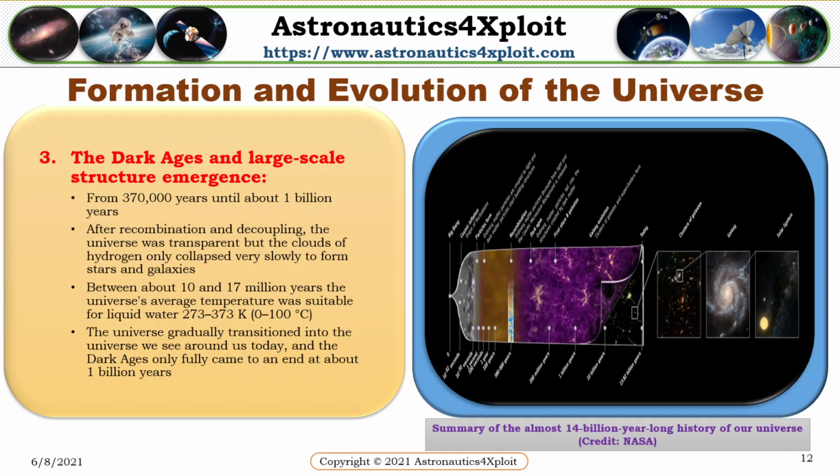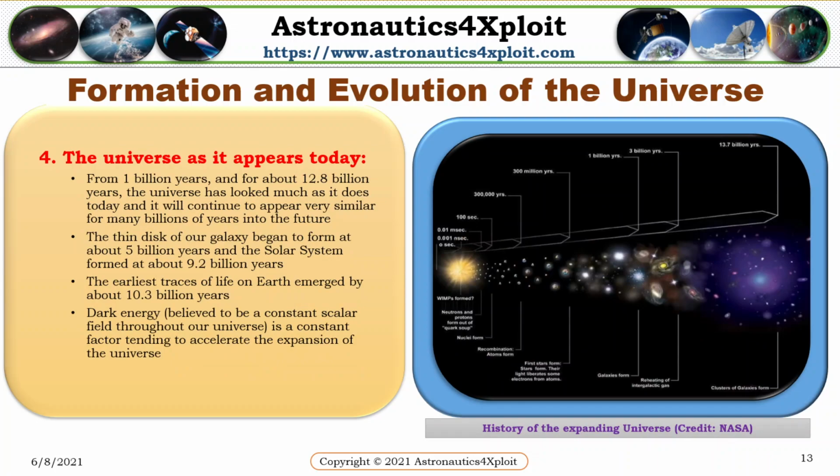The universe gradually transitioned into the universe we see around us today, and the dark ages only fully came to an end at about 1 billion years. The picture here shows a summary of the almost 14 billion year long history of our universe. The universe as it appears today.